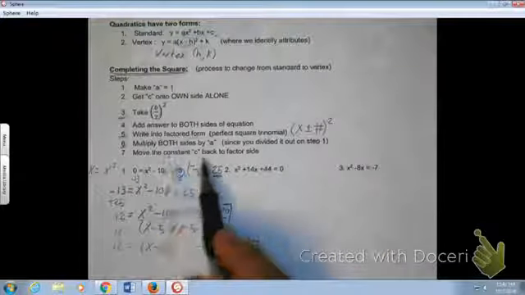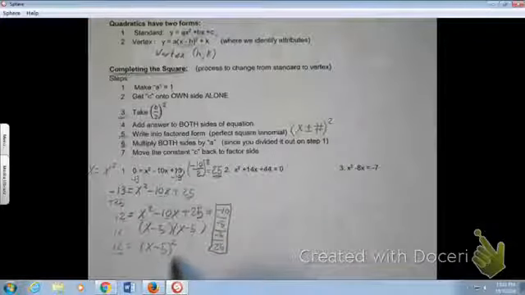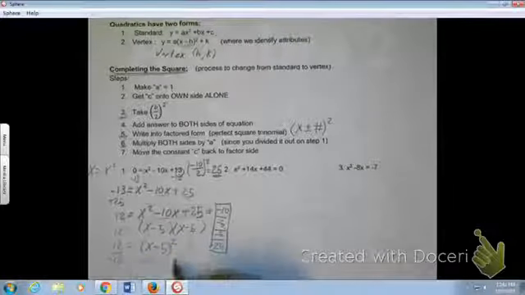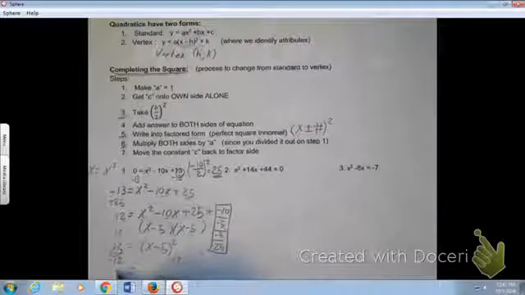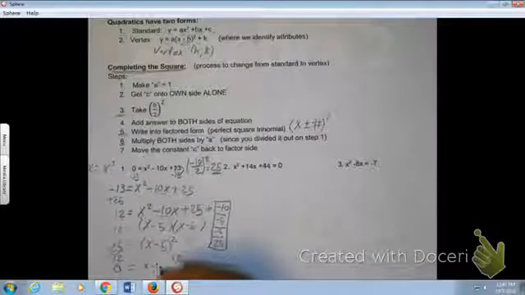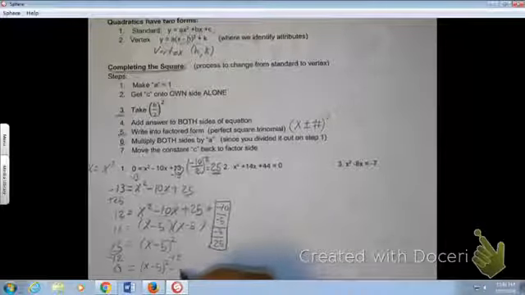Move the constant C back to its factor side. So this is the factor side. How do we move this to the other side? Use the trick. Minus 12, minus 12. This goes to 0, so I have 0 is equal to x minus 5 squared minus 12. That's the answer.